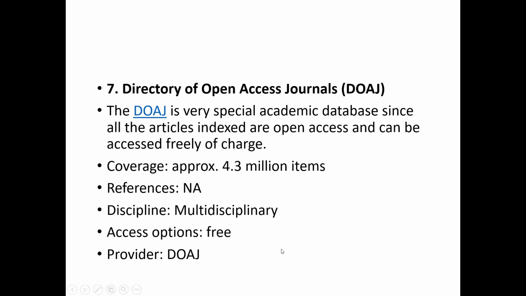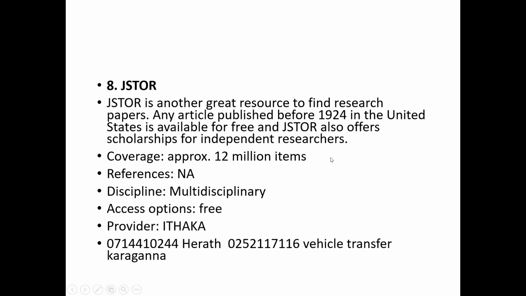The provider is DOAJ. Then JSTOR is another great resource to find research papers. Any article published before 1924 in the United States is available free of charge, and JSTOR also offers scholarships for independent researchers. The coverage is approximately 12 million items, the discipline is multidisciplinary, and the access option is free. The provider is ITHAKA.